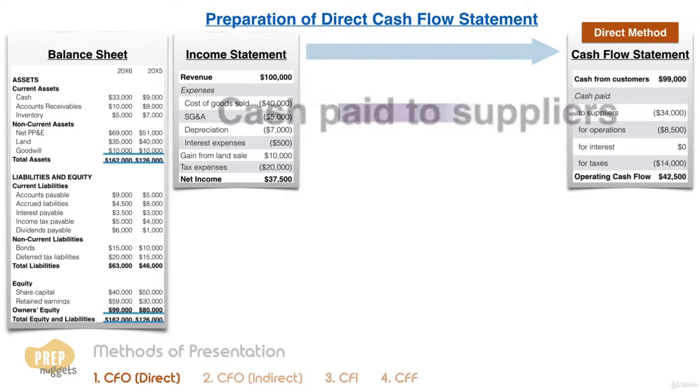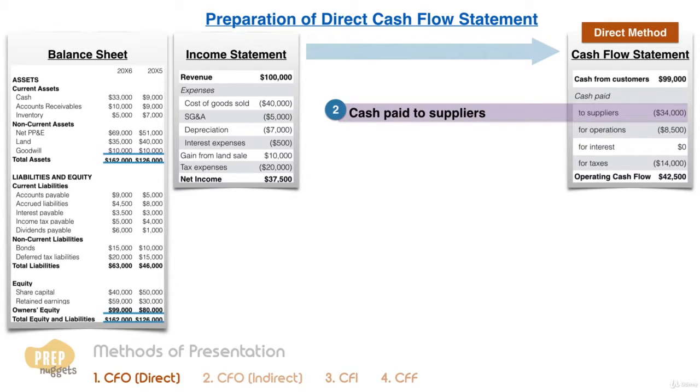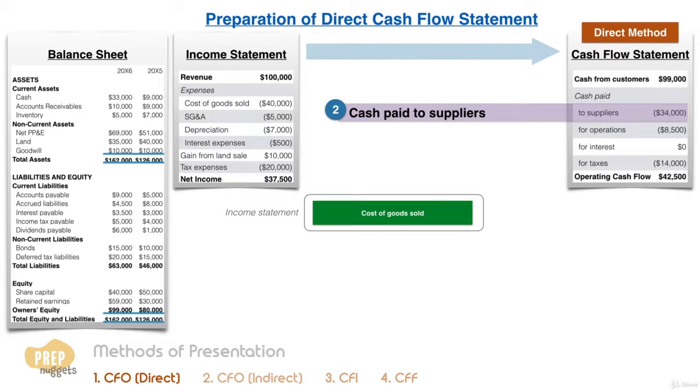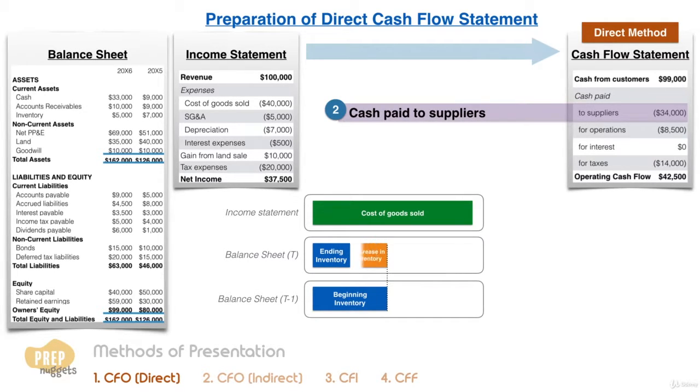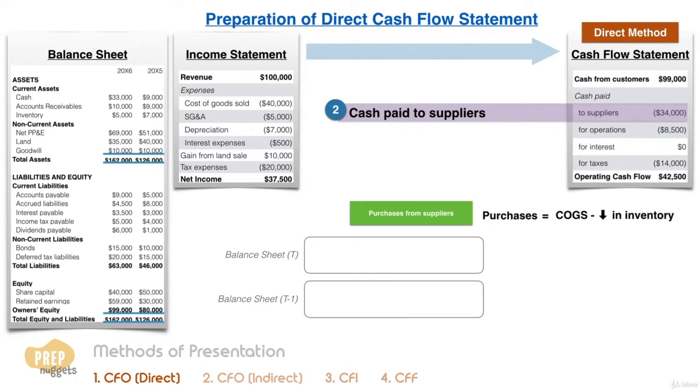The second step is to determine the cash paid to suppliers. From the income statement, the cost of goods sold gives us an idea of the purchases made from suppliers for the period. The goods sold during the period can either come from inventory or direct from suppliers. Therefore, if the inventory has decreased during the period, the decrease in inventory must have been sold if there were no write-offs. The balance must have been purchased from suppliers. Therefore, the purchases made during this period is the cost of goods sold minus the decrease in inventory. However, not all the purchases are made with cash.